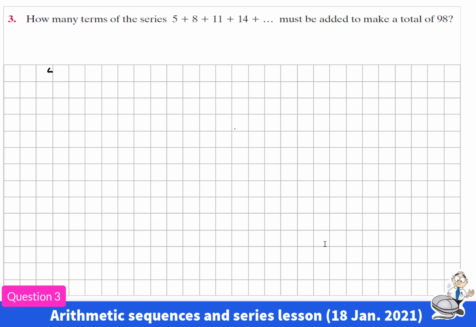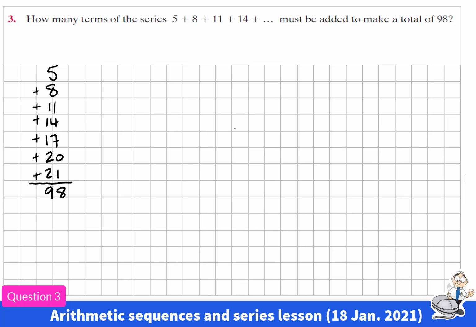At the moment, the series seems to be 5 plus 8 plus 11 plus 14. We seem to be going up in steps of 3 each time. So the next one will be 17. The next one will be 20. The next one will be 23. And if you took out your calculator and started adding these up, what you should notice is by the time you get up to 7 of these, they add up to 98.